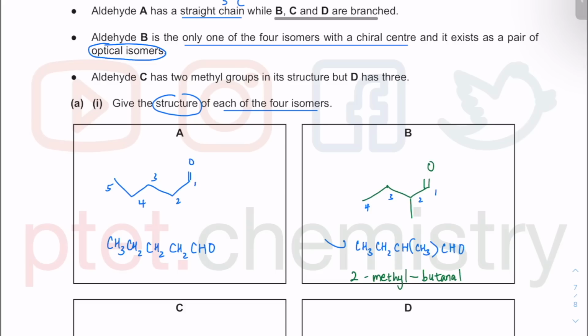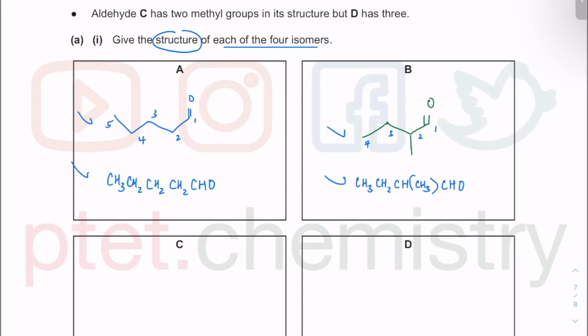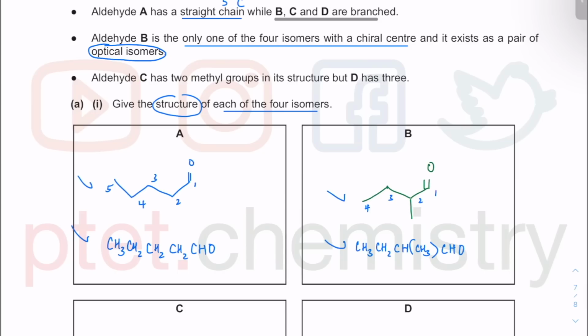Structural formula, skeletal formula, both of them are okay. You don't need both of them, you just need one of them. You don't need the name, but then of course you should know how to name them. All right. Now, aldehyde C has 2 methyl group in its structure.